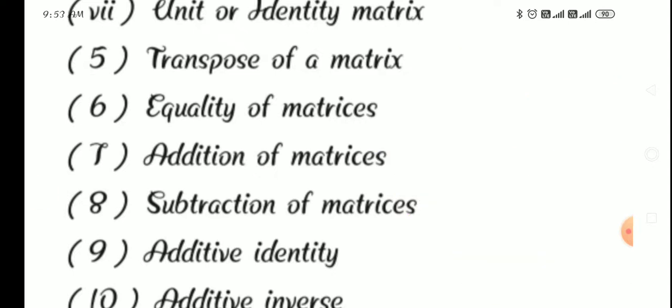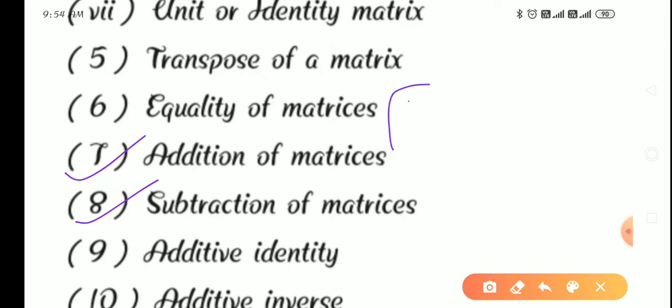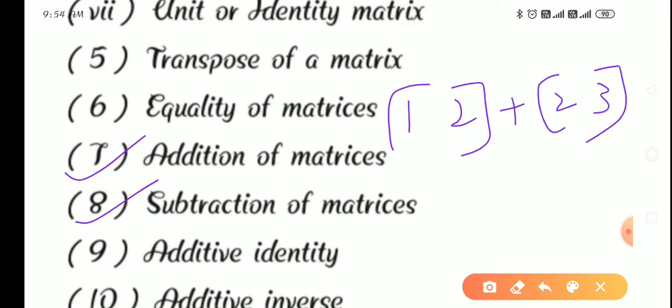Next, addition and subtraction of matrices. Point 7 is addition and point 8 is subtraction of matrices. Addition: how can you add the matrices? First of all, I will tell you, matrices can be added only when their orders are the same. Suppose you are having one matrix 1 2 plus a second matrix 2 3. Now you can see its order is 1 by 2, its order is also 1 by 2. So both are matrices of the same order.